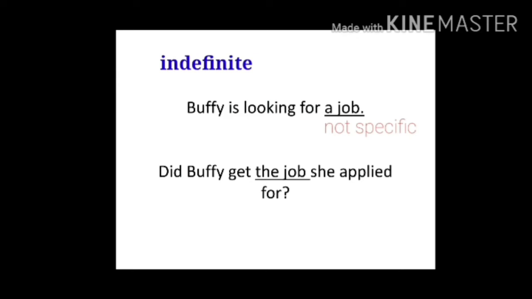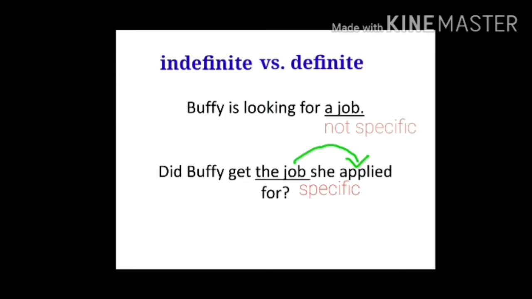The article the, on the other hand, is used for specific nouns. That is why it is called a definite article. If you look at the second sentence, did Buffy get the job she applied for? The word job is already specified. It is not just referring to any job, but it is specifically talking about the job she applied for. Meaning you already know that Buffy has applied for a certain specific position.